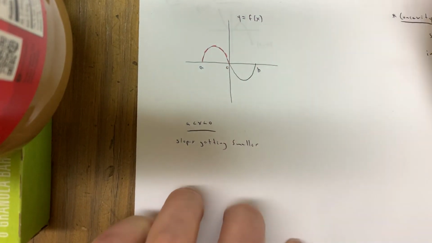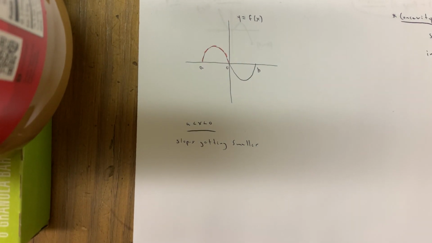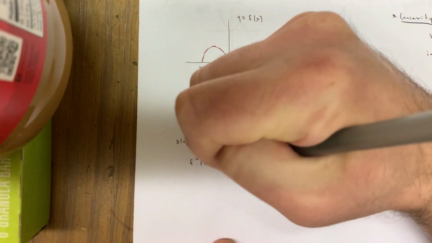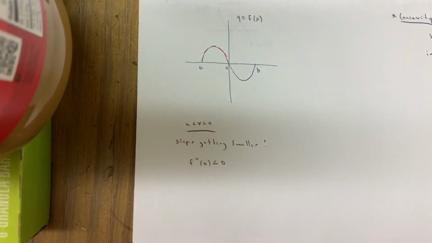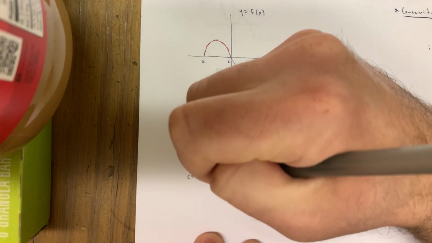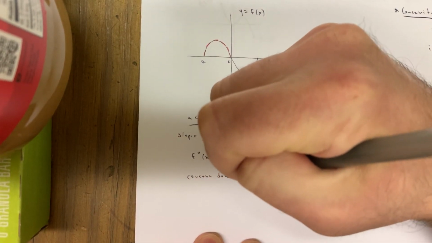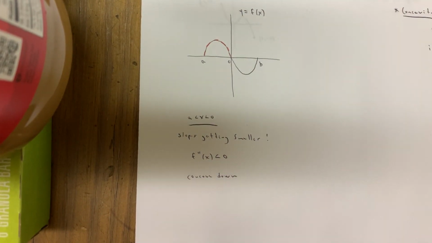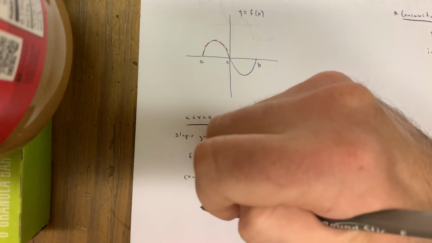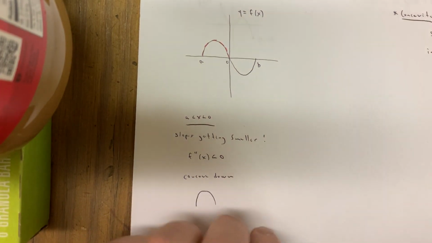And if the slopes are getting smaller, that means the rate of change of the slopes is negative. And f double prime represents the rate of change of the slopes. If f double prime is negative from a to 0, we say the function is concave down. There are two types of concavity: concave down and concave up. Try to think about concave down as an n. That means the function is going to look like an n.